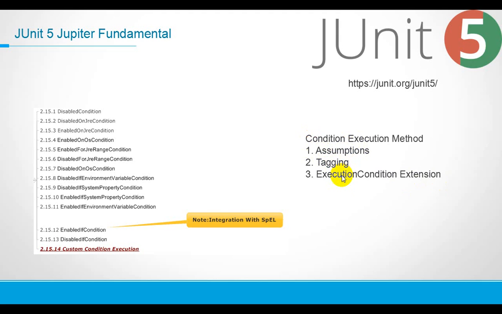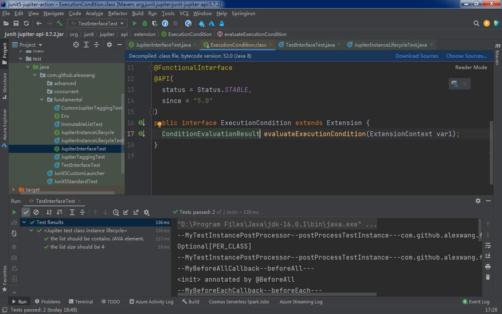This way is more programmatic. In this lecture, I'm not planning to demo how to write and develop the execution condition. Actually, this interface is pretty easy and simple to implement. We will demo all of the execution conditions built into JUnit. Of course, you can implement an execution condition by yourself for exercise.